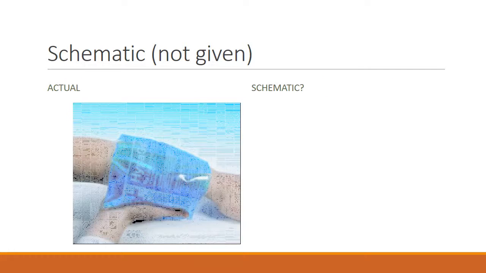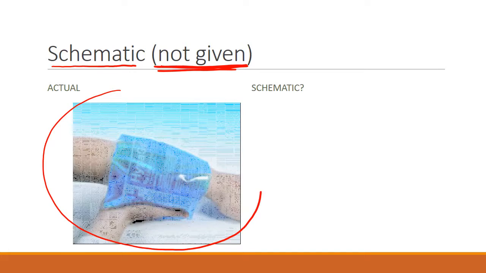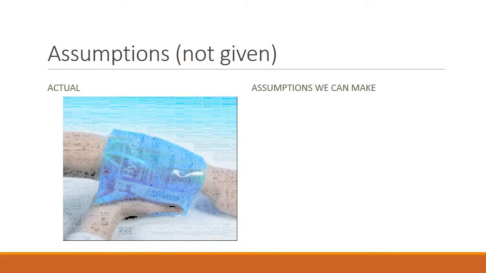Now you see the difference. Normally schematic is given to you, but here the schematic is not given, because we are trying to formulate the problem. We are trying to start from the real thing, the actual thing, and then come to a schematic. So the schematic is not given here. Assumptions are not given here. So we can make some of those assumptions.